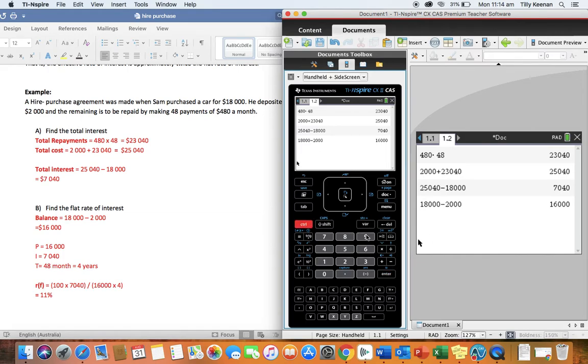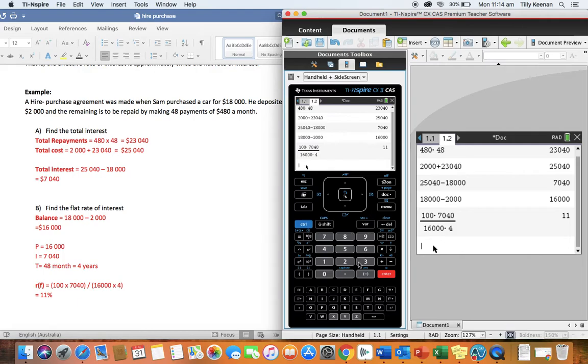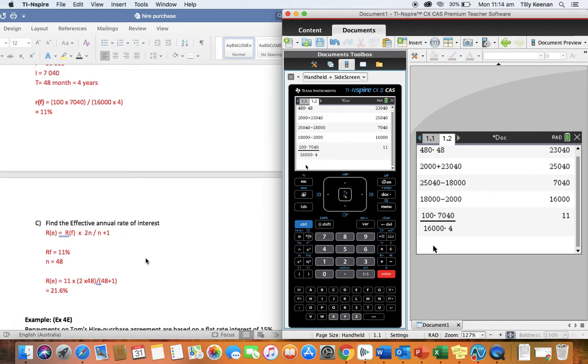So my flat rate rule is 100 times the interest, $7,040, divided by our principal, $16,000, times time, which is 4 years. And that's going to give me my flat rate. So a flat rate of 11%. Using our flat rate, we can now determine the effective annual rate of interest. Okay, so we know our N is 48. We've been told that we're making 48 equal monthly payments.